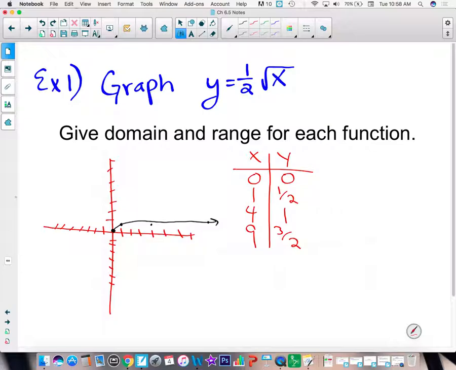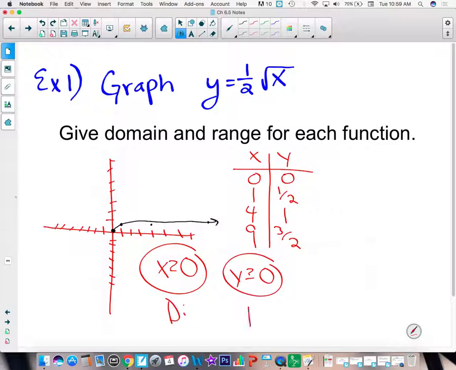Oh, shoot, I forgot the domain. Where are we starting at? 0. Where are you going from 0? Positive, so your domain is x is greater than or equal to 0, because we're going to the right of 0. Now, think about range. If domain is x, range is y values. Where are we starting with y? 0. Where are we going with y? Up. Can we go on forever? Yes, all positives for that too. So domain is that, range is that.